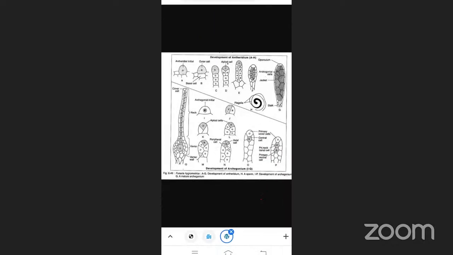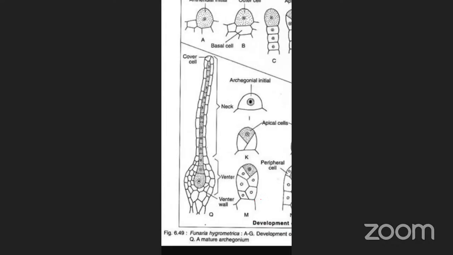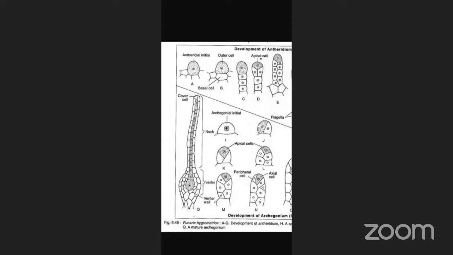Okay, so the archegonia is a flask-like structure and a long neck is present. The archegonial stalk is longer than the antheridial stalk, very long. The venter encloses the ventral canal cell and egg. In the neck, a number of neck canal cells are there, around 6 to 8 neck canal cells. This is the long neck that is present.